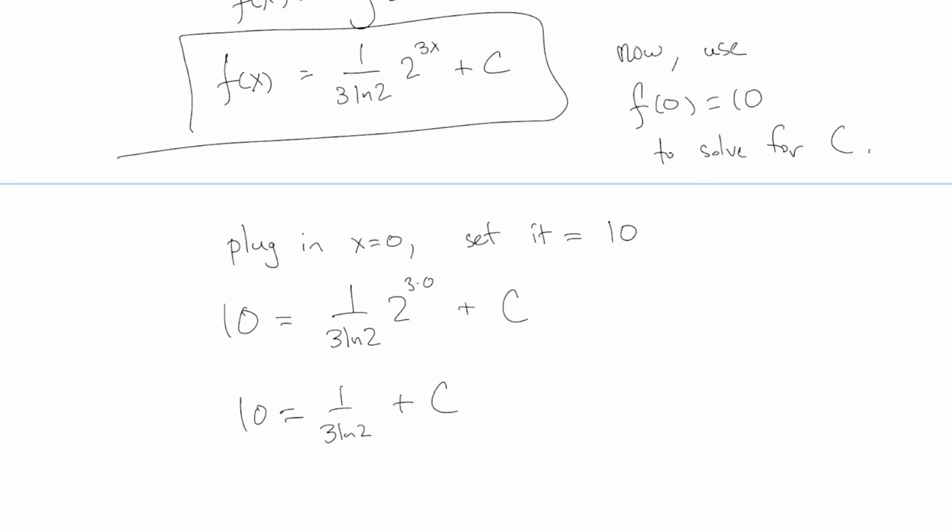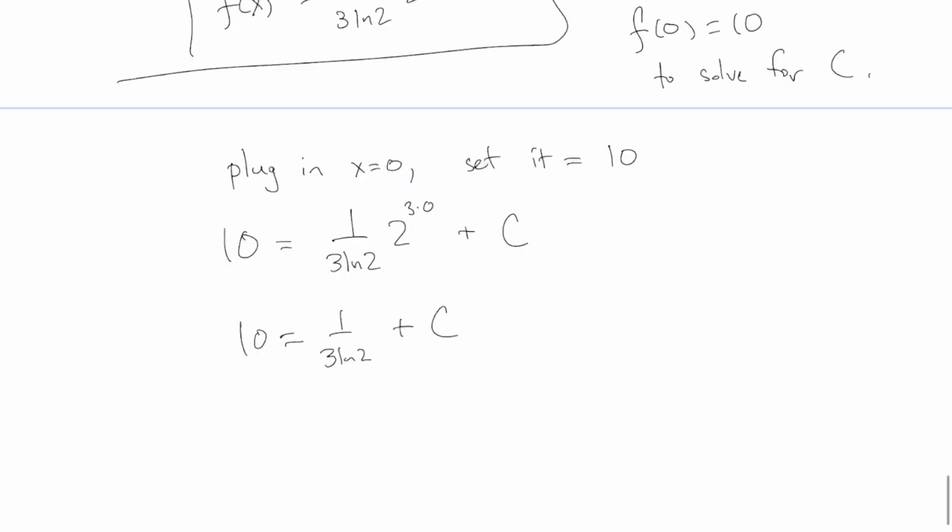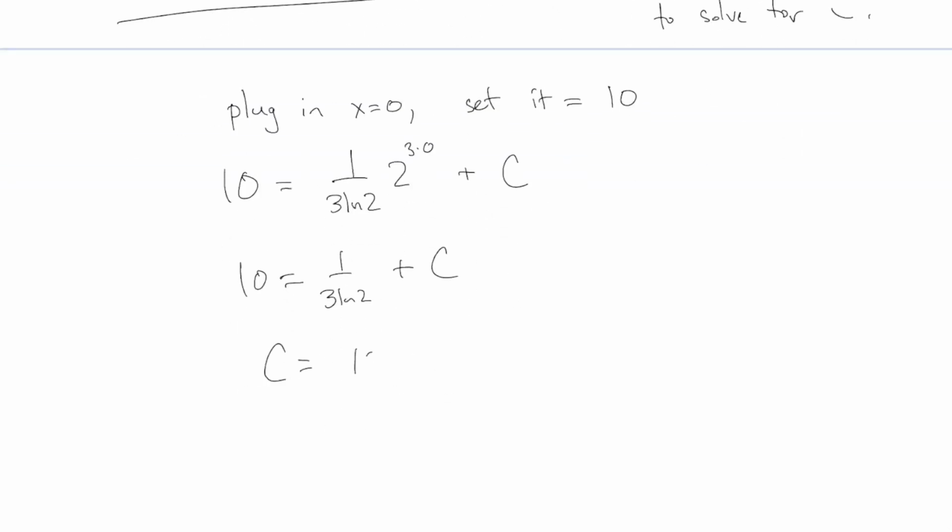And I can solve for c by subtracting 1 over 3 ln 2. So c is 10 minus 1 over 3 ln 2. Ordinarily, I wouldn't give you a weird number like this, but I put this into my calculator ahead of time. I got 9.52. That's what the c is, apparently.